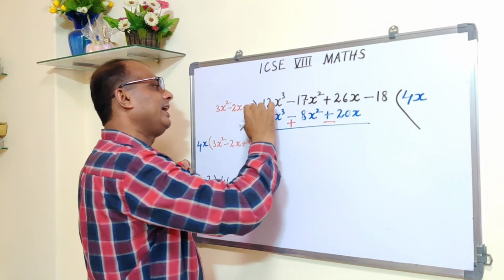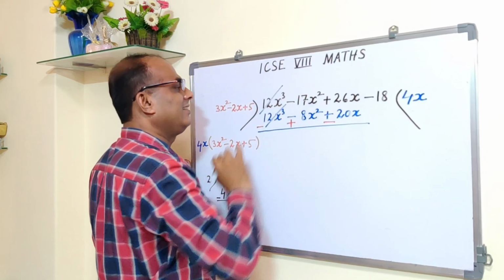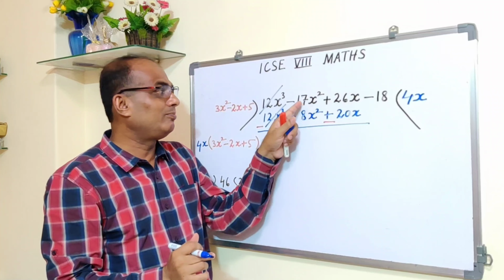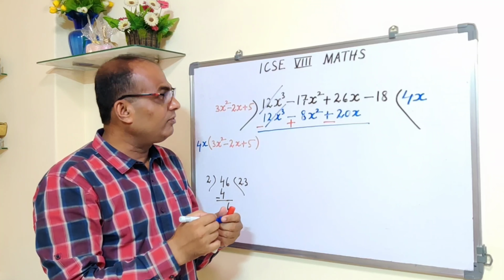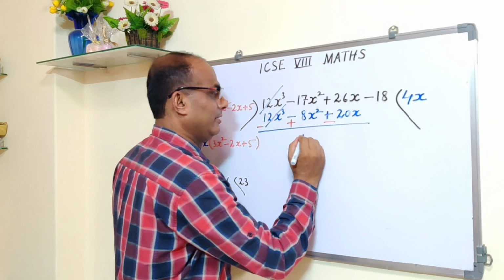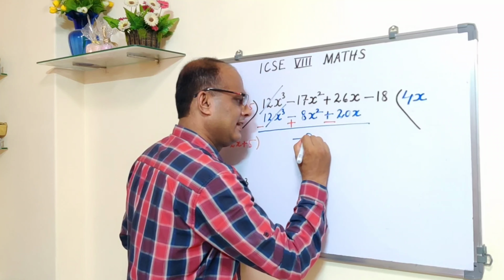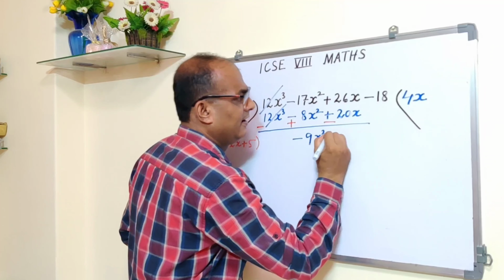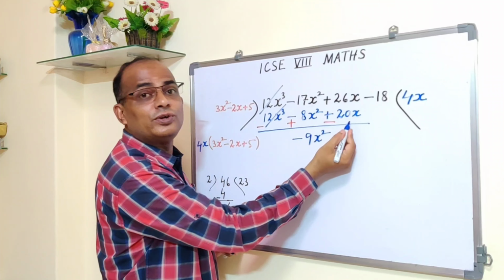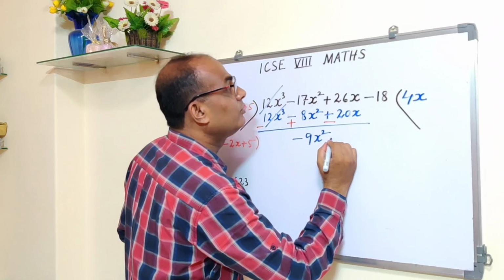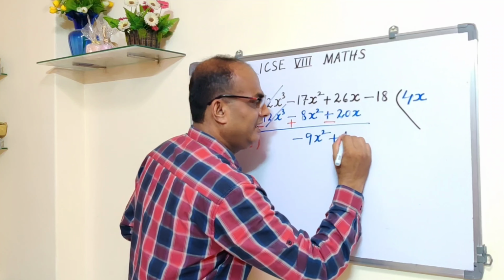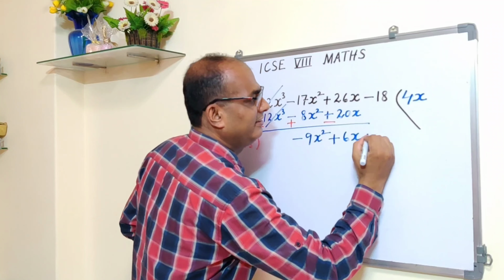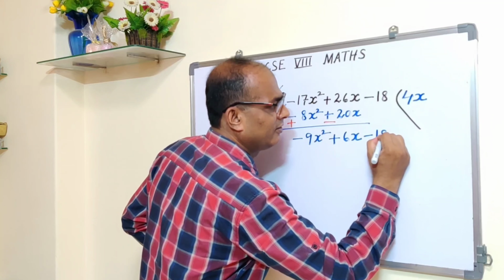Okay. Now you subtract. So 12x cube and 12x cube cancel each other. Minus 17x square plus 8x square: minus 17 and plus 8 gives you minus 9x square. And 26x minus 20x gives you plus 6x. And then minus 18 you are copying down.